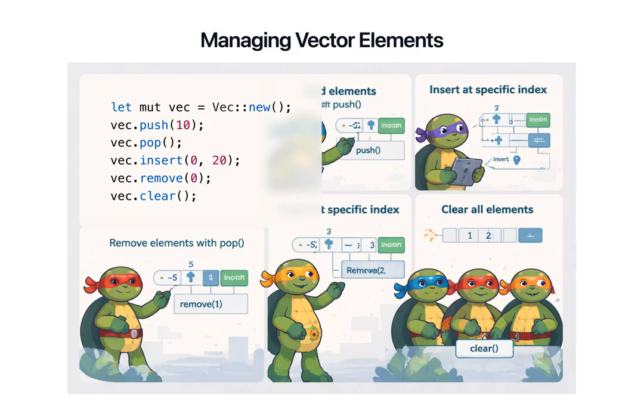Manage vector elements effectively by using push to add, pop to remove from the end, and insert or remove for specific indices. Use clear to empty the vector.